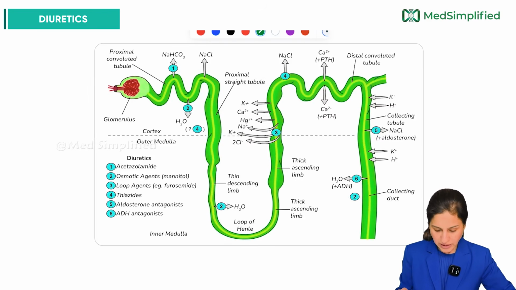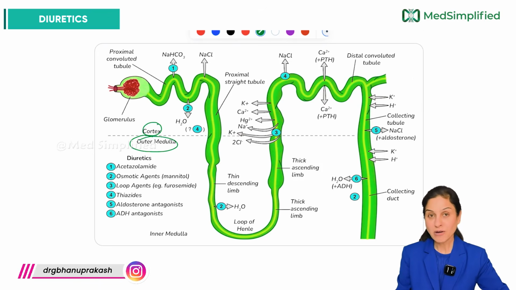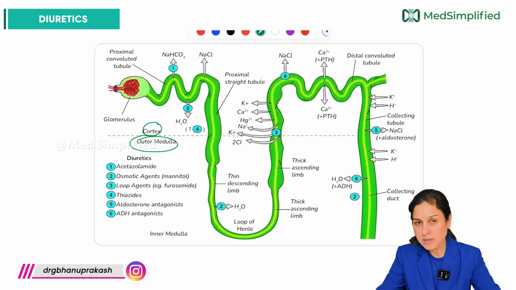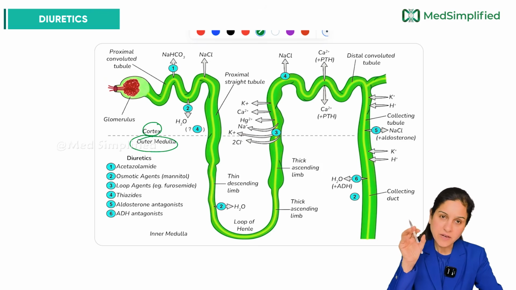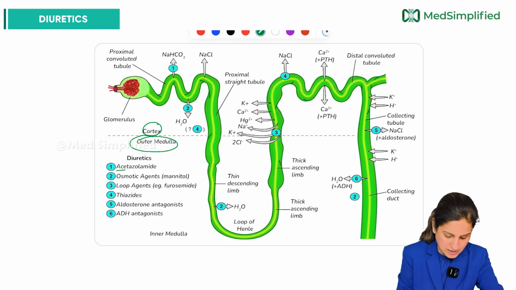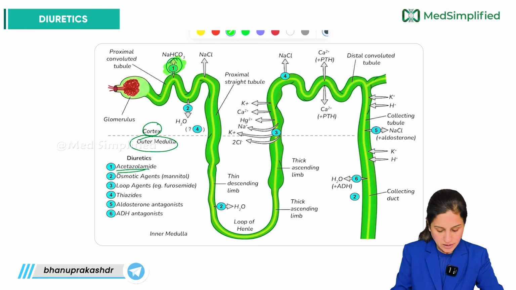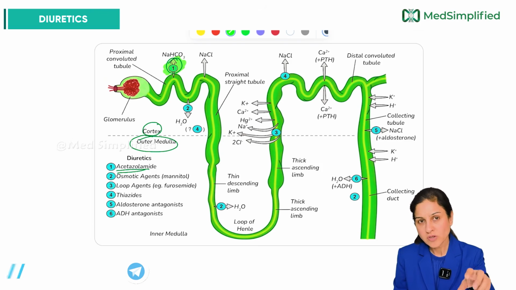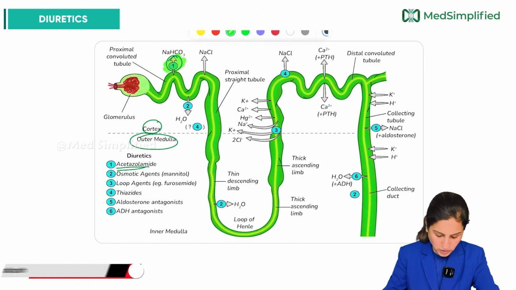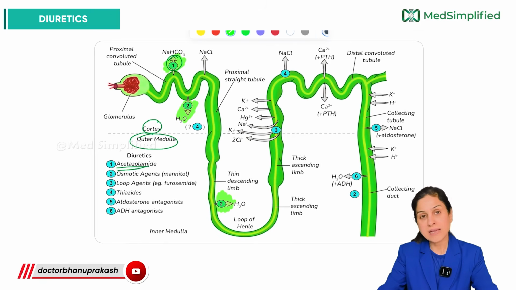So, you can see in the nephron, here we have the cortex, and this is the outer medulla. Starting from the proximal convoluted tubule, on the PCT itself, the diuretic which acts is acetazolamide. Then osmotic agents like mannitol also act on the proximal convoluted tubule, but alongside they also act on the descending loop of Henle.